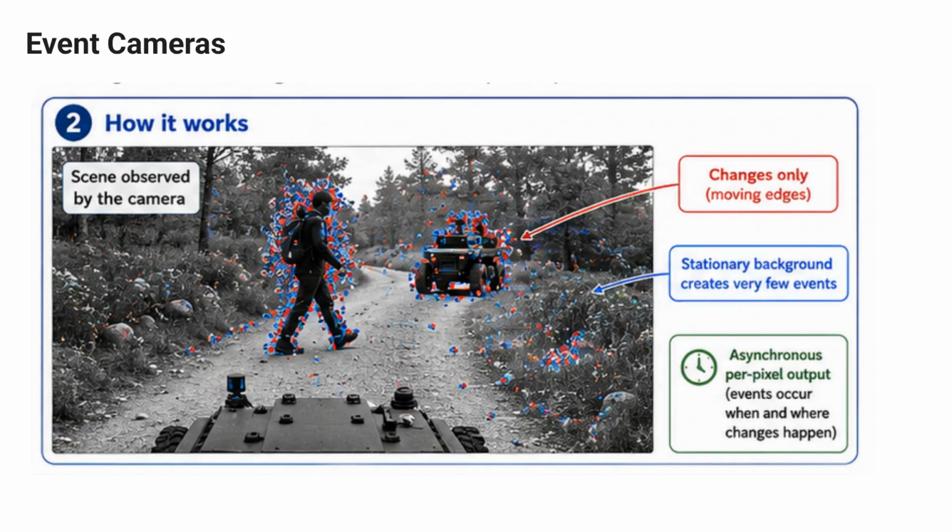This image shows how an event camera observes the scene. Instead of recording every part of the image continuously, it responds only where brightness changes occur. In this example, the moving person and the moving UGV generate red and blue events around their edges. The stationary road, rocks, and background produce very few events because they are not changing. Each pixel works independently and reports the exact location and time of the brightness change. This asynchronous operation allows the camera to detect motion with extremely low latency.